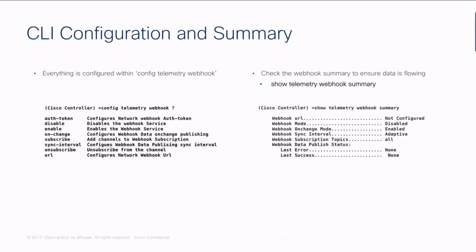So the GUI can be used to configure the webhook, and the CLI can be used here as well. The only difference is that on the GUI, everything's within one page, and on the CLI, there's two different commands. For configuration, everything is within the config telemetry webhook command. And then to get the summary, it's a show telemetry webhook summary. We get all the same details as we do in the GUI, and all the same configuration settings are available in both GUI and CLI.